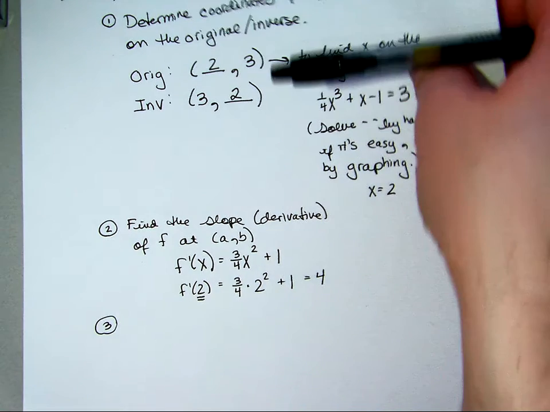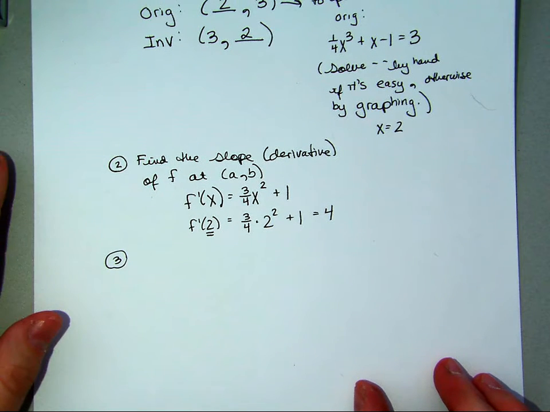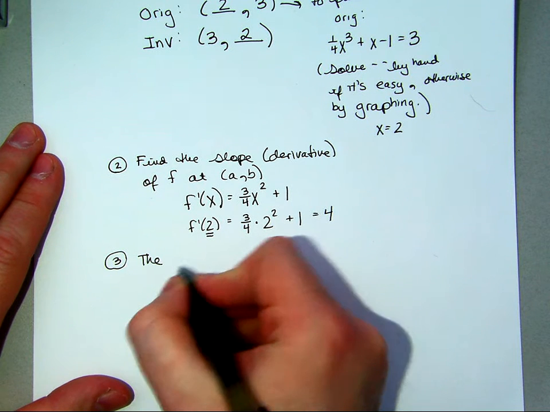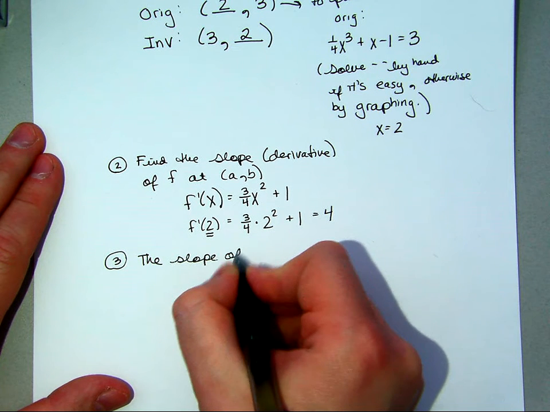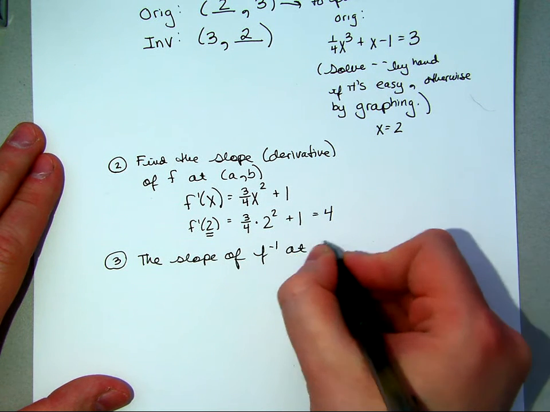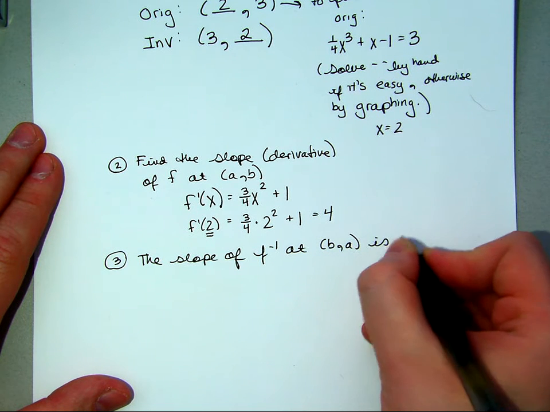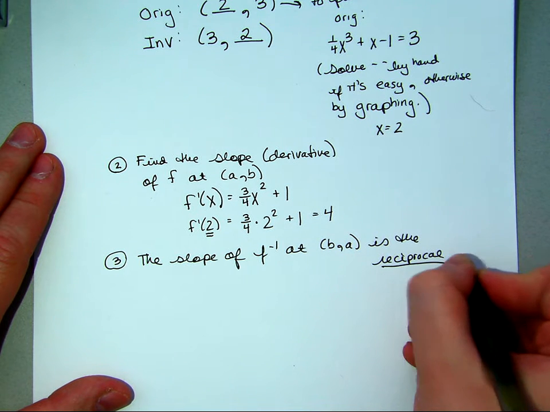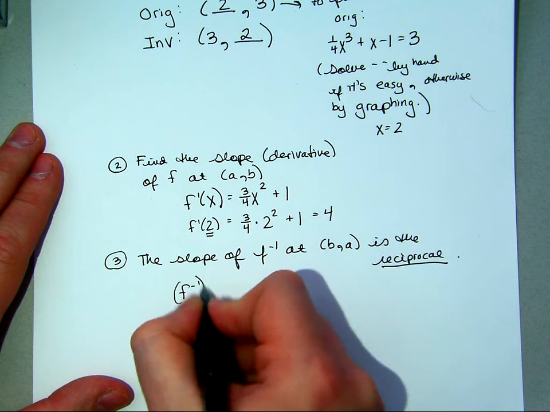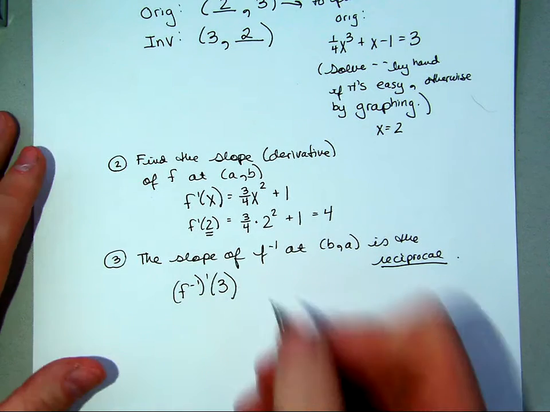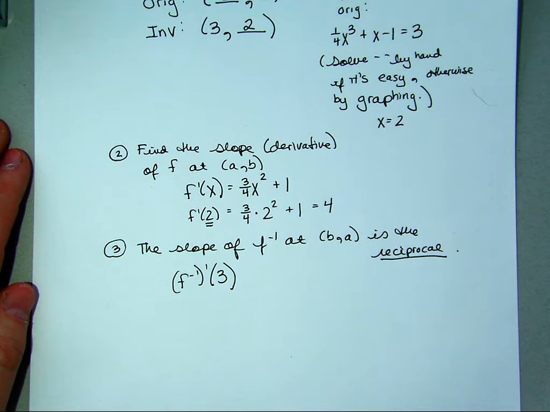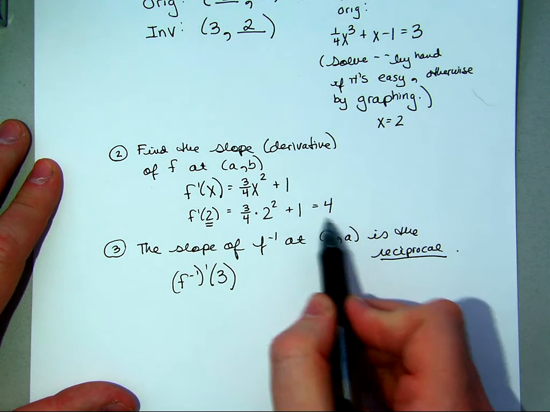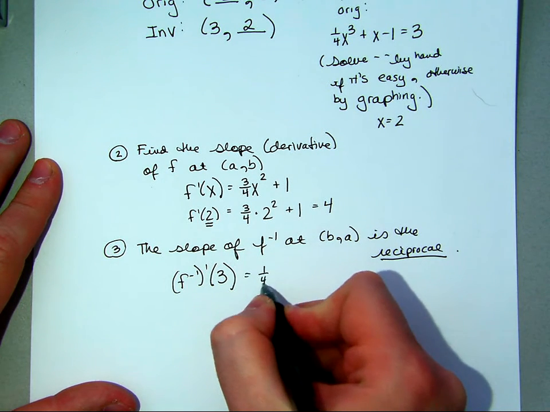I have one more step. The slope of the inverse at b comma a will just be the reciprocal of that thing. Step number 3. The slope of f inverse at the point b comma a is the reciprocal. The slope of the inverse function when x equals 3, because that is the x-coordinate on my inverse, is the reciprocal of what I got over there. It's going to be 1/4.